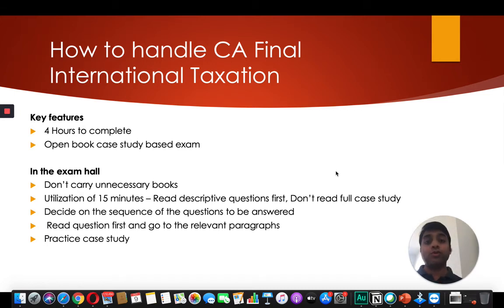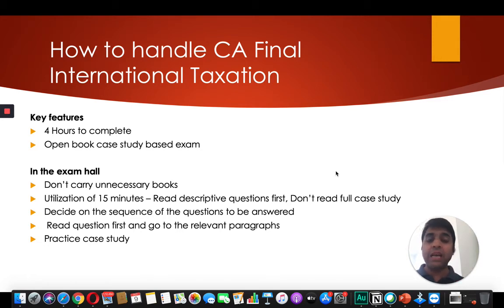I'm not saying you should always use this reverse technique in each question, but wherever you can apply it, this will give you confidence that you can address the questions based on your reading on the go. And then the last recommendation would be to practice the case studies. Practice as much as possible.